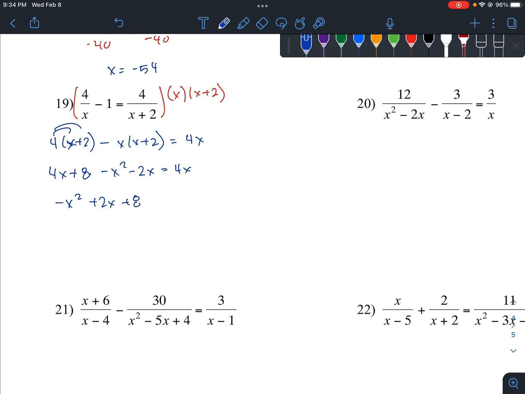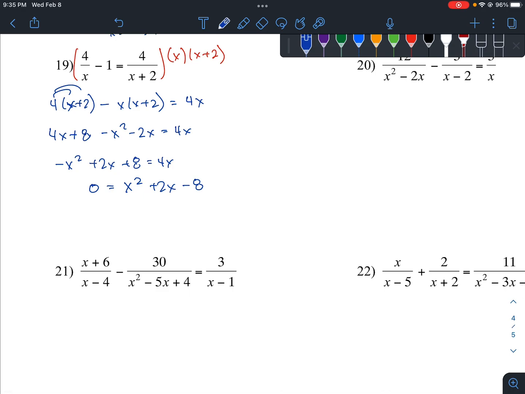Okay, and since it is a quadratic, I want everything on one side, and I also want x squared to be positive. So I'm going to add that, subtract, and subtract. So I'm going to have 0 on the left side equal to positive x squared. When I subtract the 2x with the 4x, I'm still going to have 2x, but then I'll have minus 8, and then I'm going to factor this. So adds to be 2, but multiplies to be negative 8. So it's going to be plus 4 and minus 2 equal to 0.